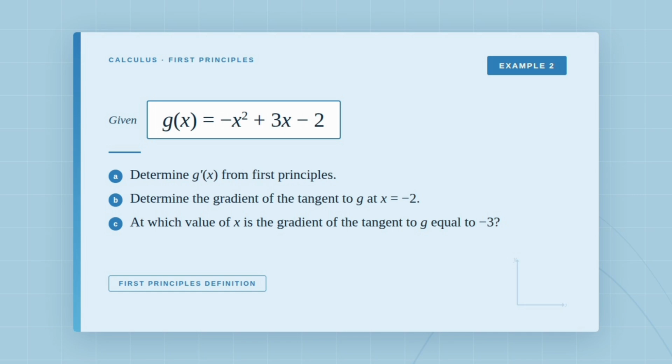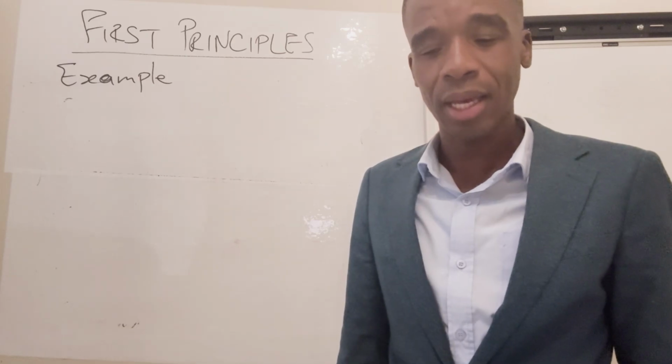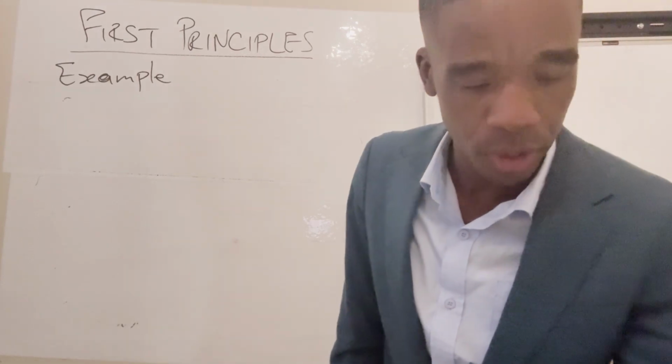Example 2, say, given the function g of x is equal to minus x squared plus 3x minus 2. Part a would say determine g prime of x from first principles, and then b would say determine the gradient of the tangent to g at x equals minus 2, and c would say at which value of x is the gradient of the tangent equal to minus 3. And I've just put it on screen.